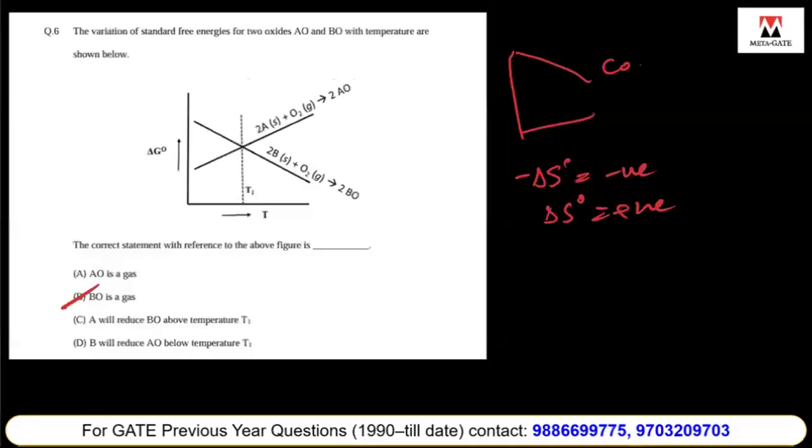And if you see the other options also, A will reduce BO above temperature T1? No, above temperature T1, B will reduce AO. And below temperature T1, A will reduce BO. So both options are wrong.